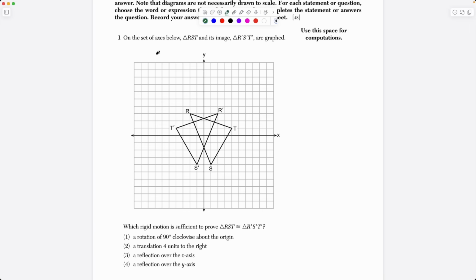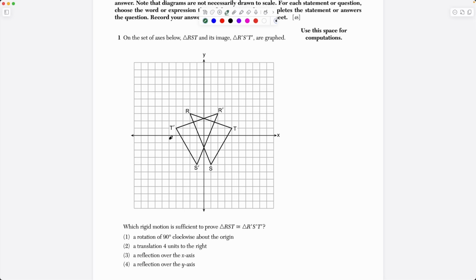Question 1, on the set of axes below, triangle RST and its image, triangle R'S''T' are graphed. Which rigid motion is sufficient to prove that triangle RST is congruent to triangle R'S''T'? So for this one here, we just go through the answer choices, and we could go one by one and see which one is going to make this work.